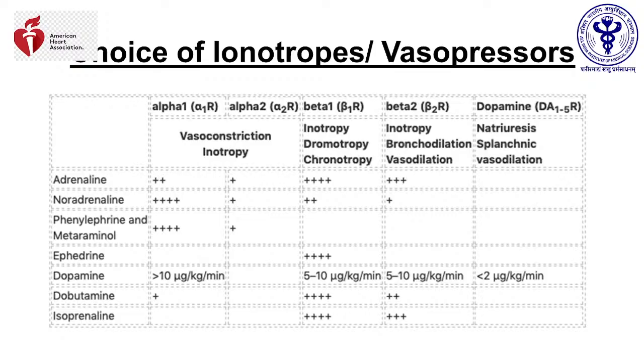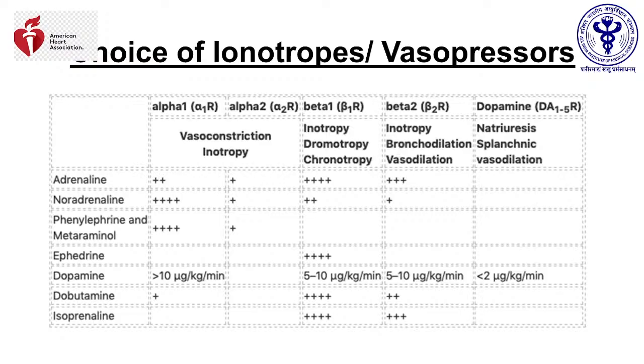So the choice of inotropes and vasopressors, because this is something which is available with us, maybe we should focus a bit over here. Adrenaline, as we know, works on alpha 1, beta 1 mainly, and beta 2. Beta 1 is the main receptor. It is more of an inotrope, chronotrope and a dromotrope. Noradrenaline acts only on alpha 1 and beta 1, no action on beta 2. Phenylephrine is a potent pure alpha agonist, no action on beta receptors. And isoprenaline has beta 1 action and beta 2 action.